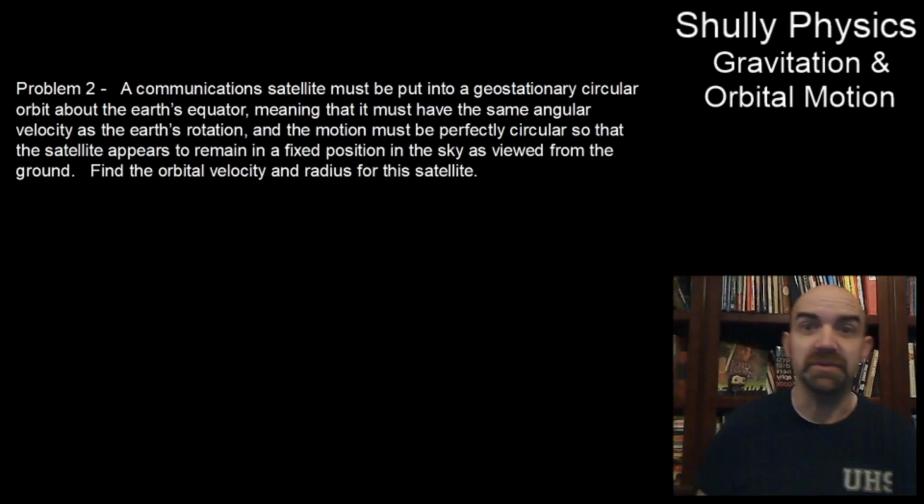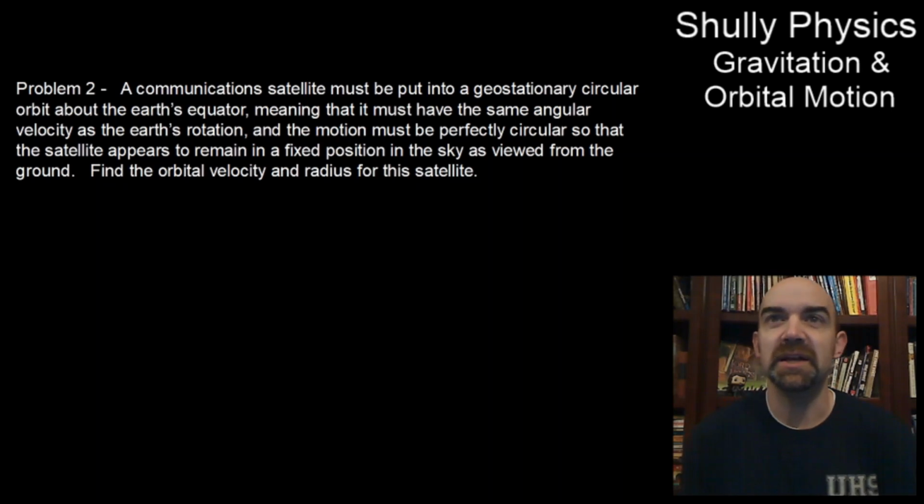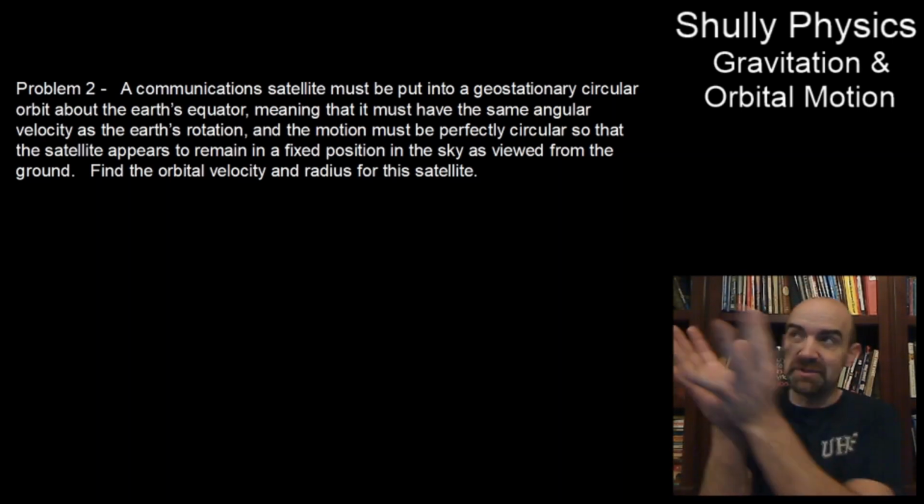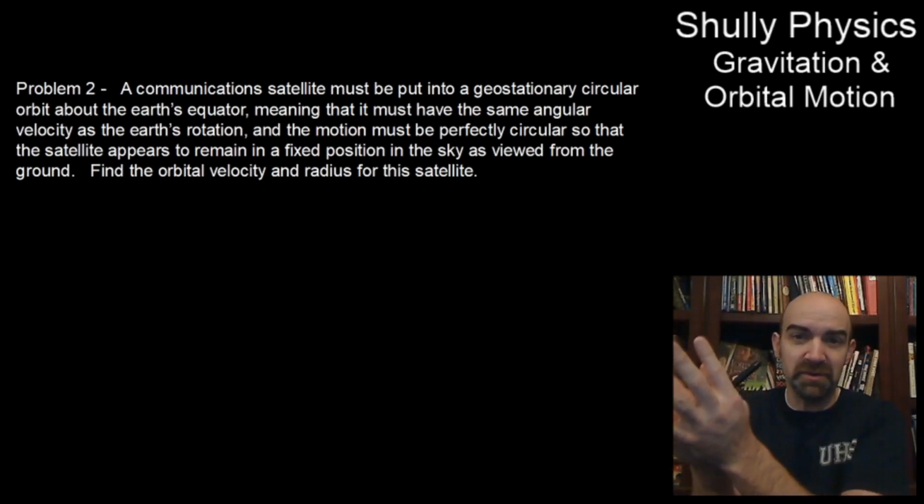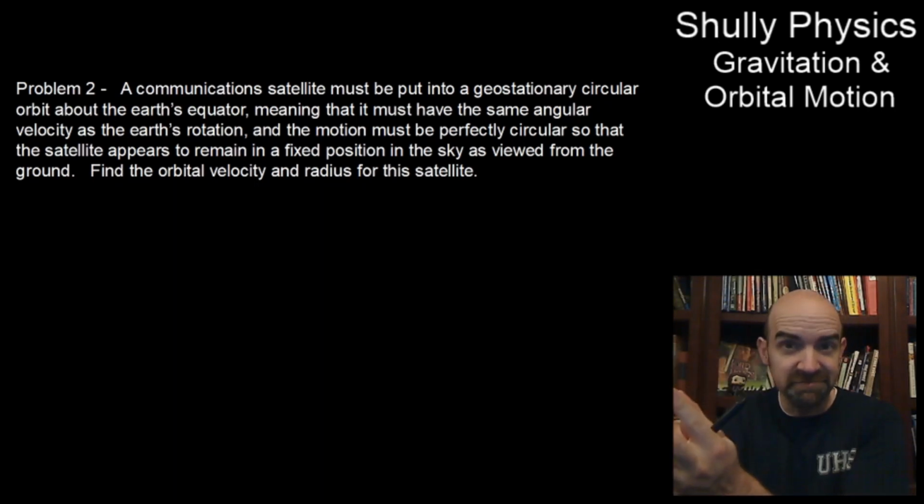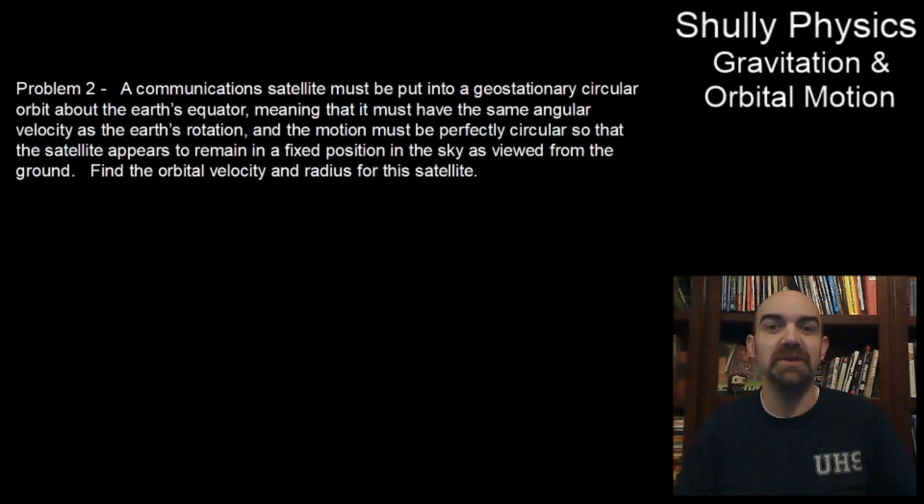Oh, there's no numbers in this one. The communications satellite must be put into geostationary circular orbit about the Earth's equator, meaning that it must have the same angular velocity as the Earth's rotation. And the motion must be perfectly circular so that the satellite appears to remain in a fixed position in the sky as viewed from the ground. That's why we send our satellite dish receivers and point them at one part of the sky and leave them there. They don't move. It's called a geostationary orbit.